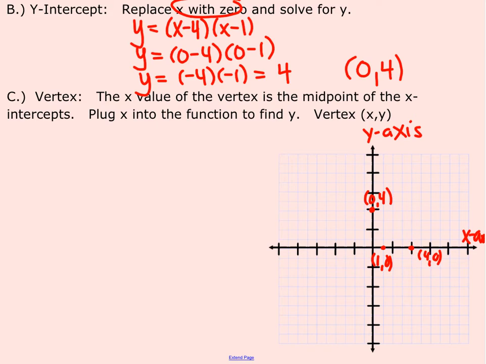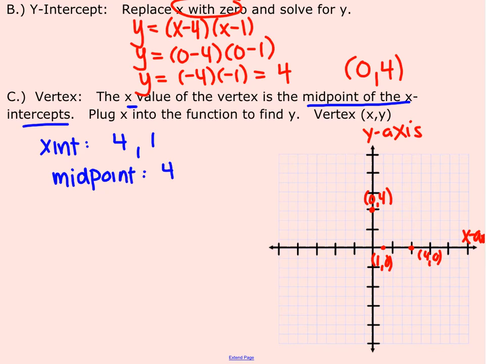The helpful hint is the x value of the vertex is the midpoint of the x-intercepts. So remember, our x-intercepts were at 4 and 1. So what is the midpoint? If you remember, midpoint is the halfway point. So you would add these two up, 4 plus 1, and divide it by 2. You're averaging them, taking the middle. So 5 over 2, which is 2.5. So that vertex x is at 2.5.